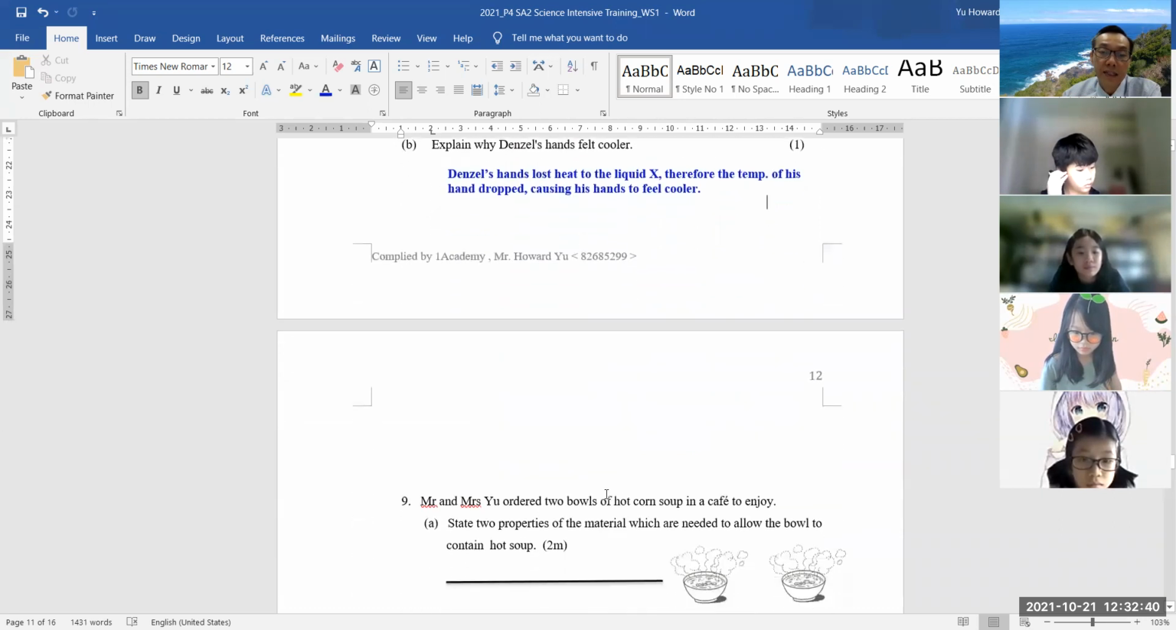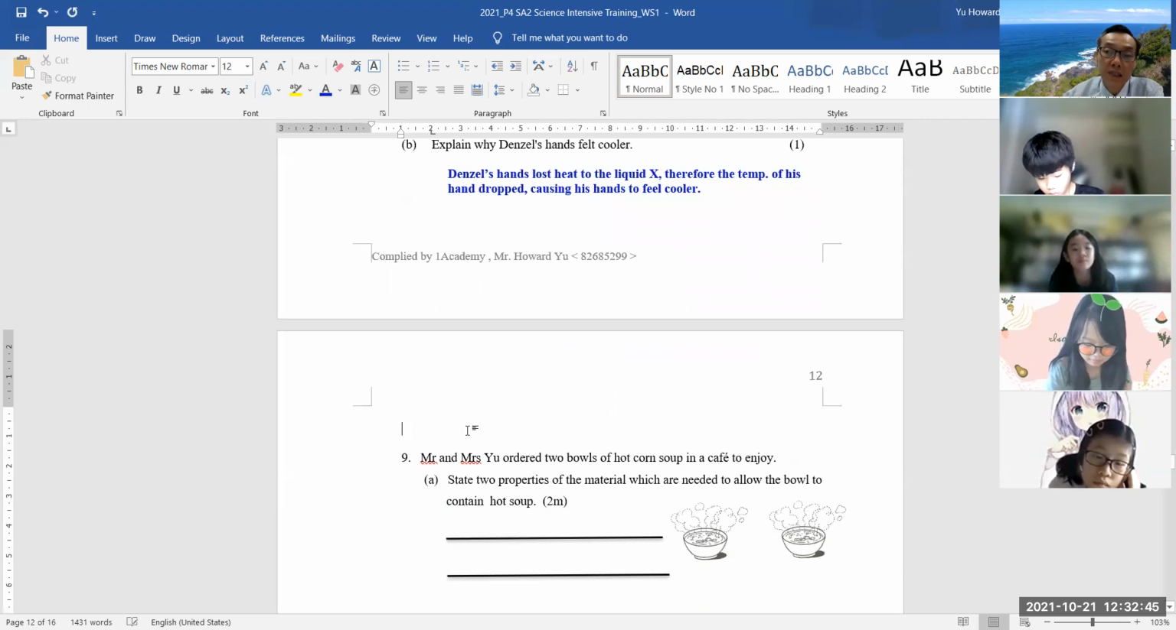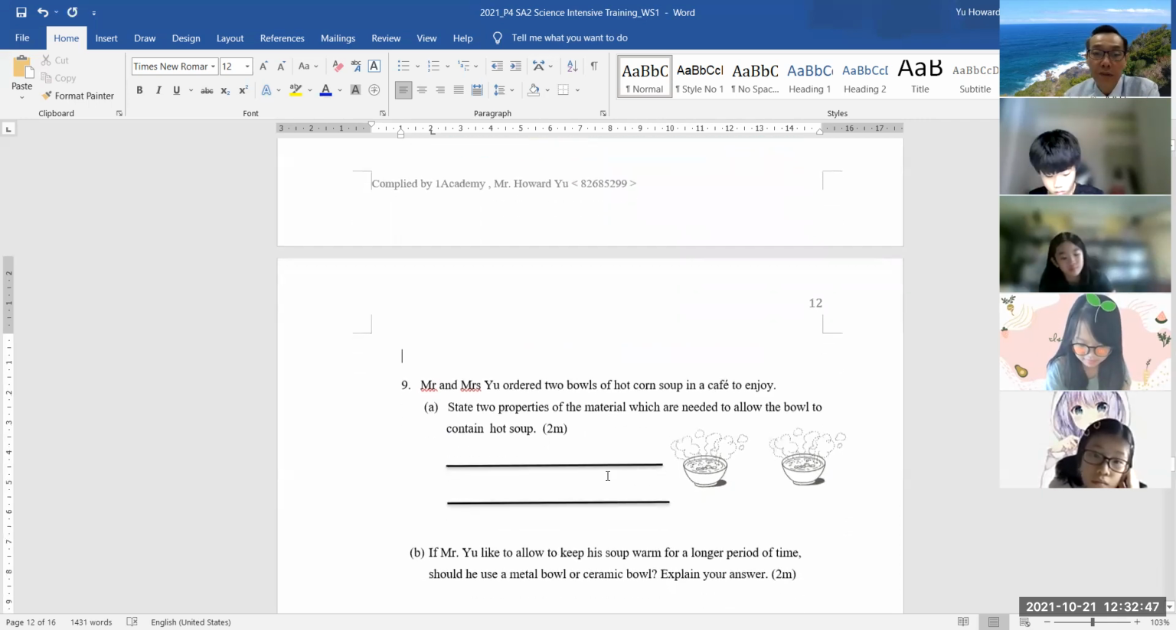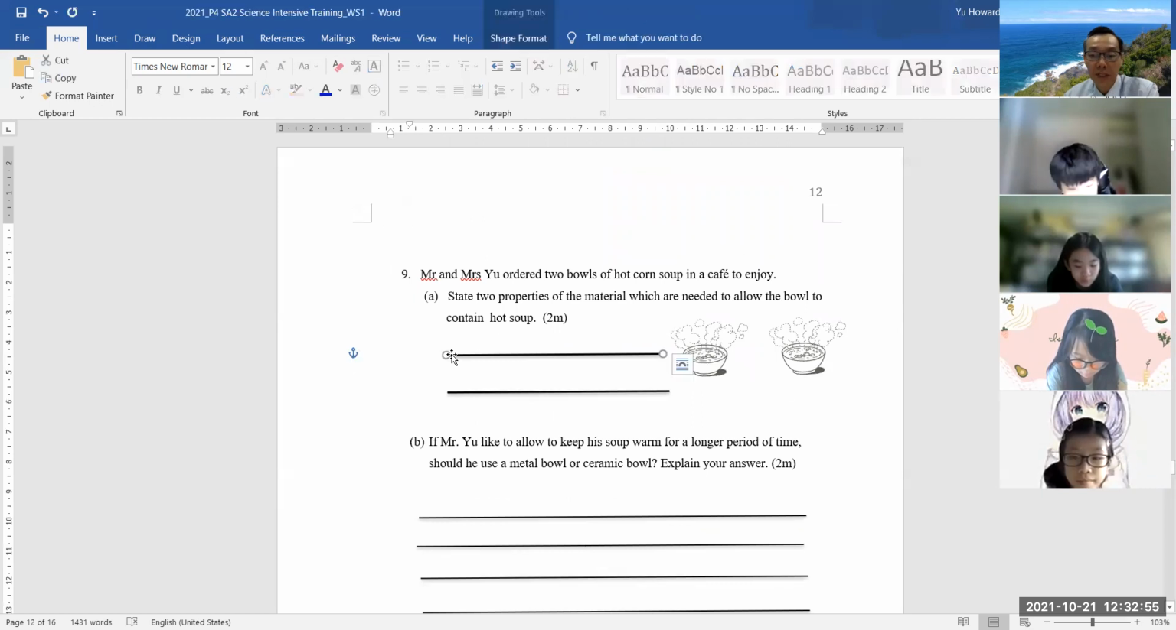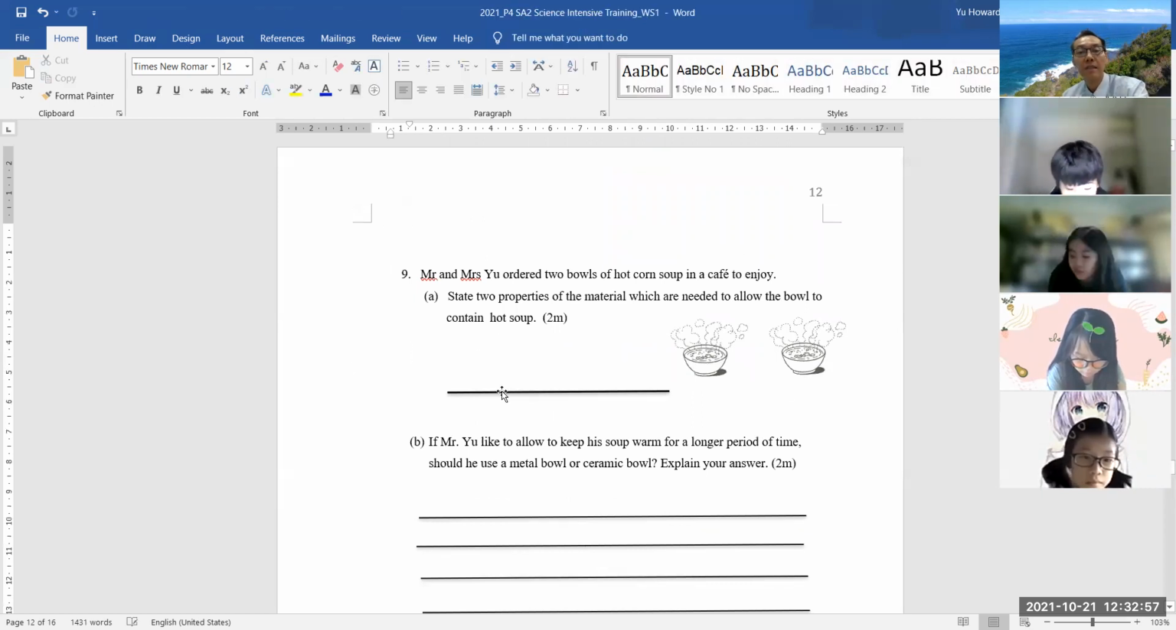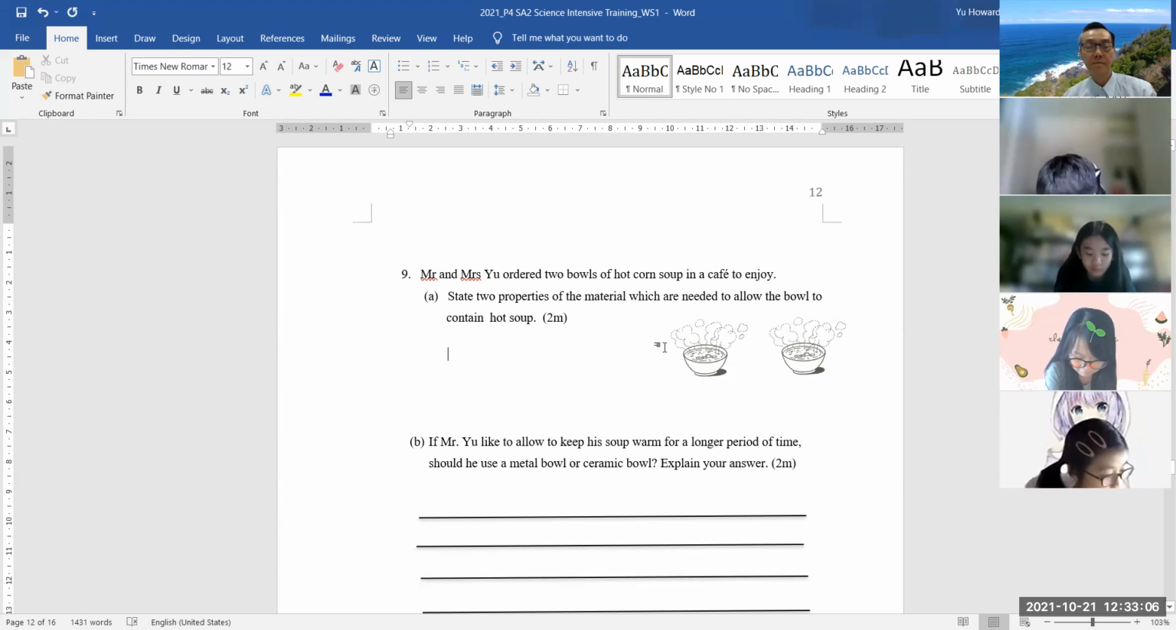Okay, now another question. Can I ask Jude, can you read this question? Mr. and Mrs. E ordered 2 bowls of hot corn soup in a cafe to enjoy. State 2 properties of the material which are needed to allow the bowl to contain hot soup.